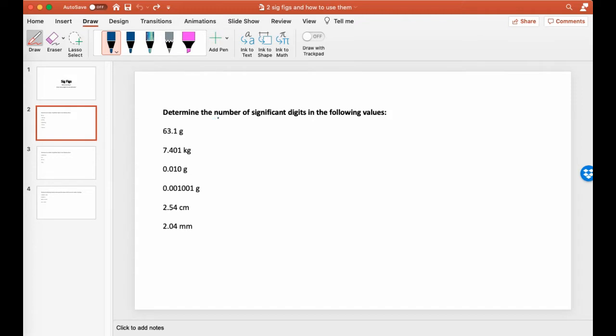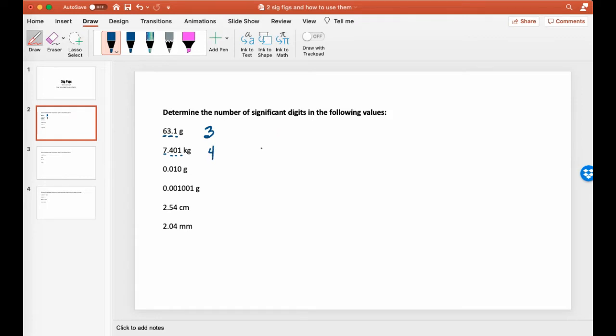So we have 63.1 grams. The total number of significant digits: you have 1, 2, 3 there. There are a total of 3 significant digits in this value. Here you have 1, 2, 3, 4. There are 4 significant digits in this number.